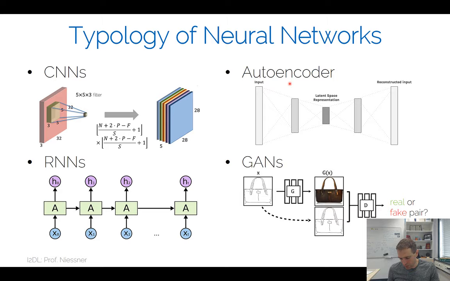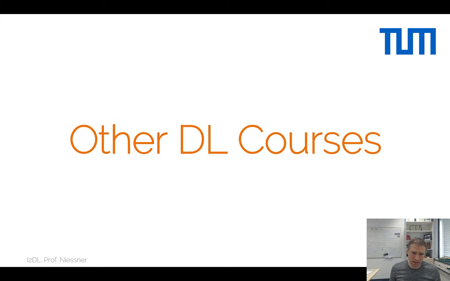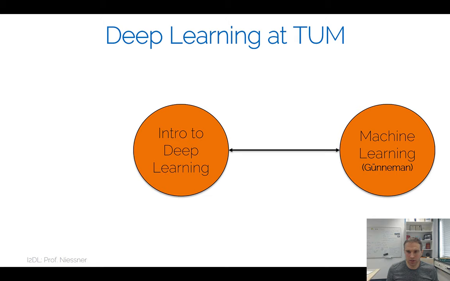Now, I also wanted to take a moment and talk a little bit about other deep learning courses here at TUM. I have to say this with a caveat because these courses tend to change over time depending on who is teaching them, and sometimes people also change the curriculum a little bit. But so far in practice, we have these two major courses here at TUM, right? We have this Intro to Deep Learning course, and we have this machine learning course that is taught by Professor Gunnemann. So the idea is that these two are ideally complementary. I hope that's the case, right? With this course focusing very strictly on neural networks, and the other core machine learning course focusing a bit more on traditional methods.